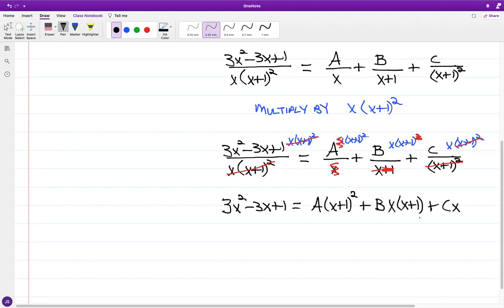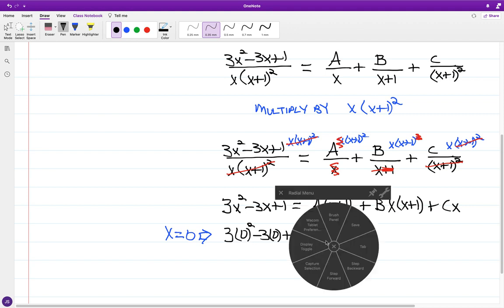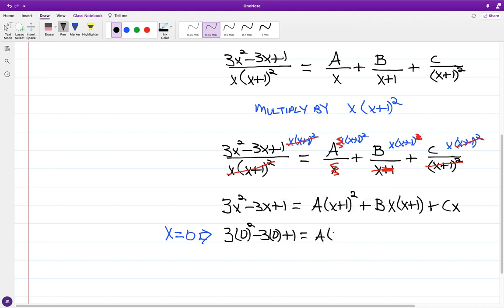All right, now we have three unknowns and a couple of zeros that we can apply. So if I look at solving for a first, if I set x to 0, I'm going to have 3 times 0 squared minus 3 times 0 plus 1 is equal to a times the square of 0 plus 1. We have b times 0 plus 1 plus c times 0.